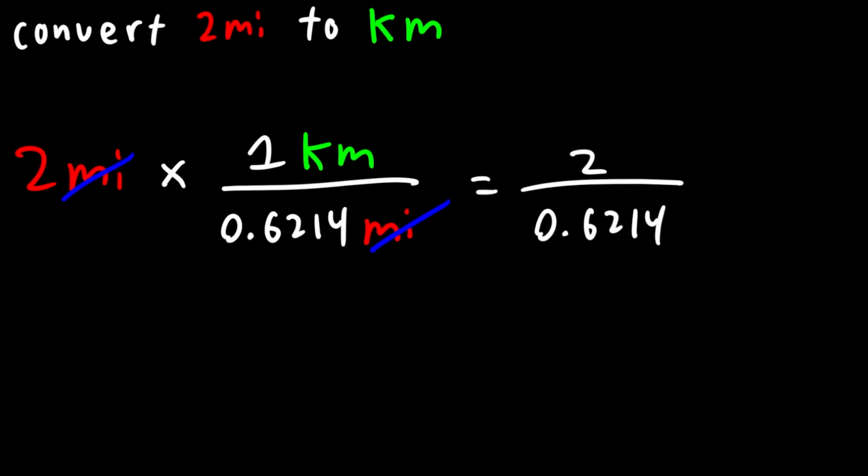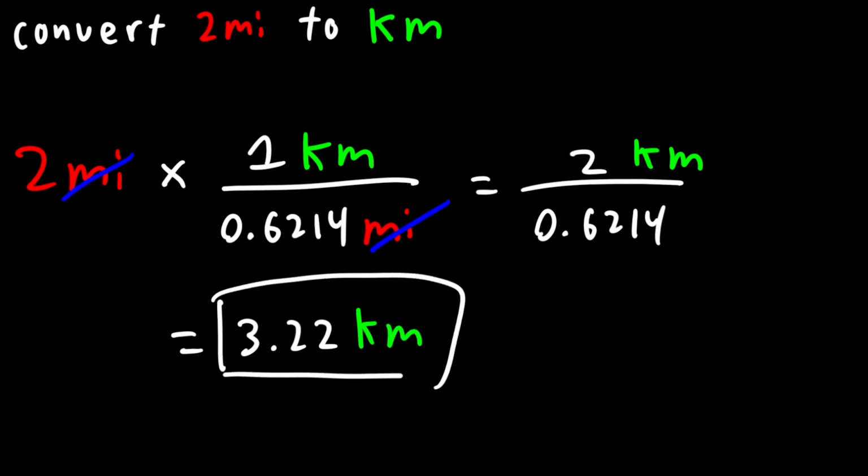0.6214 kilometers. To solve for this, we can just plug it into our calculators. 2 divided by 0.6214 is 3.22. So therefore, 2 miles is 3.22 kilometers.